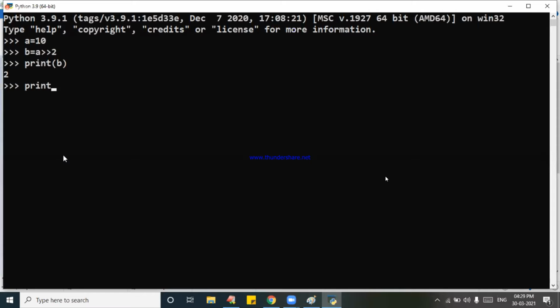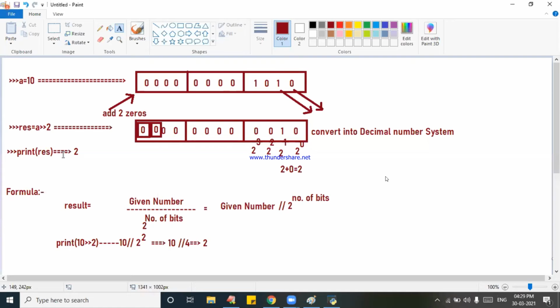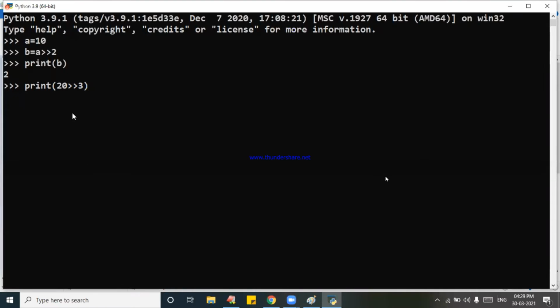I will repeat once again: print of 20 double greater than 3. Please answer. Follow the formula. Harshita, repeat, listen. The formula I told you: 20 by 2 cube, double slash. What is the answer? 2.